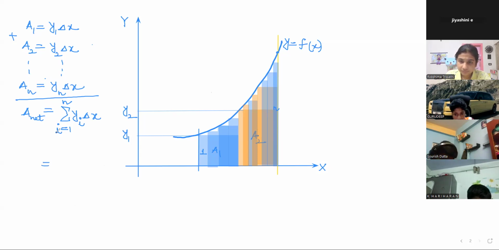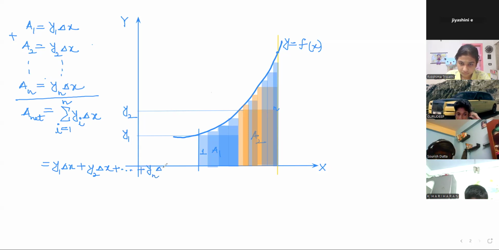So how will I expand it? I'll first put the value of i as 1, so it is y1 delta x. Then I will put the value of i as 2, it is y2 delta x. And so on and so forth, we will reach yn delta x. I hope all of you understood this. Yes or no? Yes, sir. You understood the meaning of that summation?